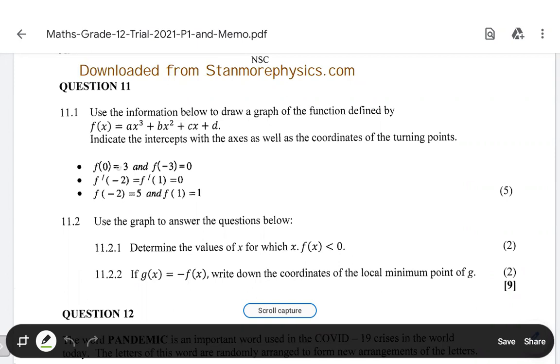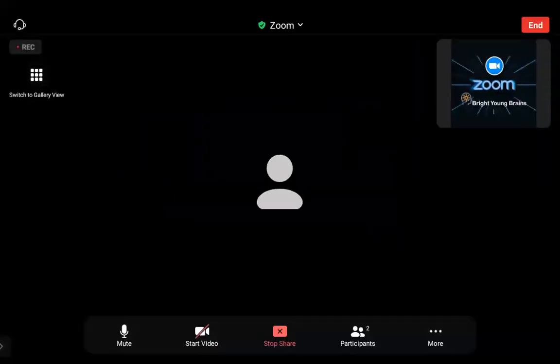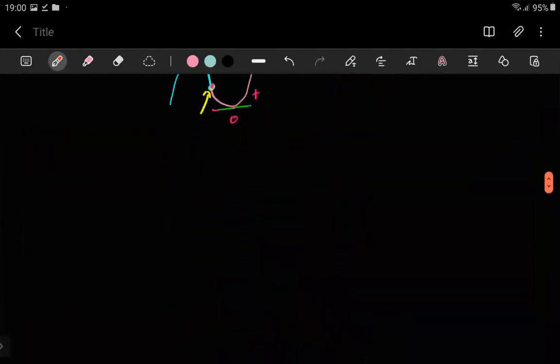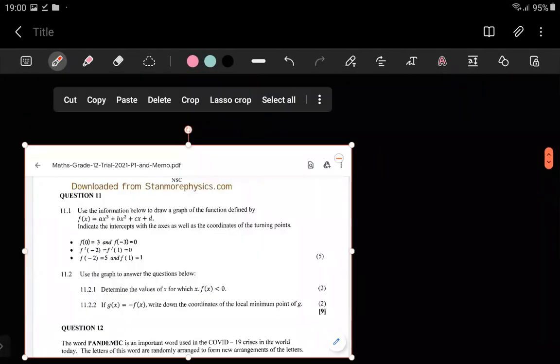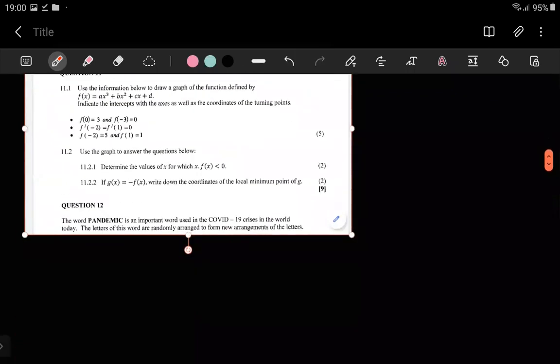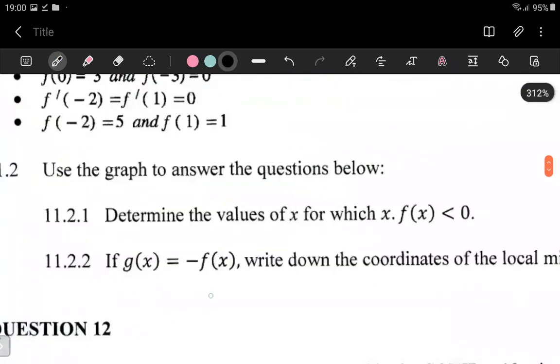Because let's see here, based on this information, what? Oh, so we were just meant to flip the f of x graph over the y-axis or the x-axis? We're supposed to flip it over the x-axis. The reason is, remember, f of x stands for y.